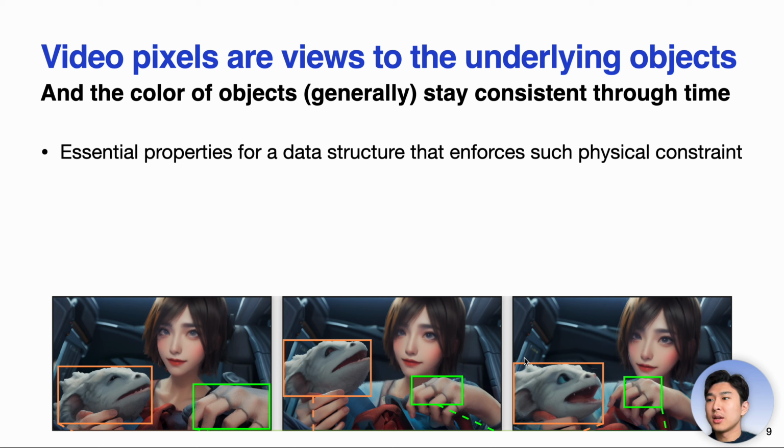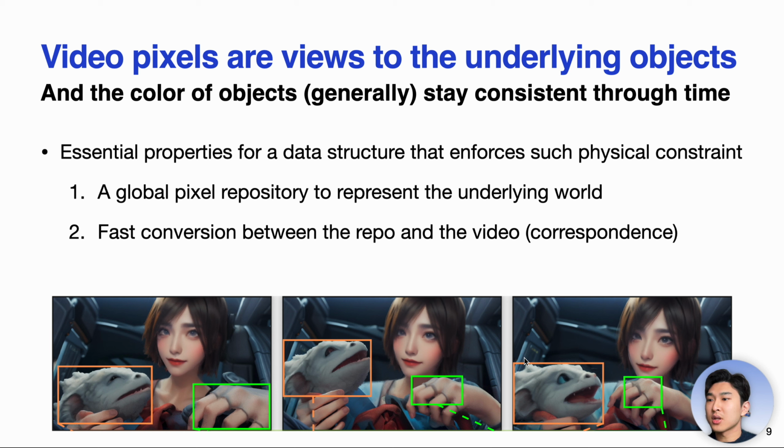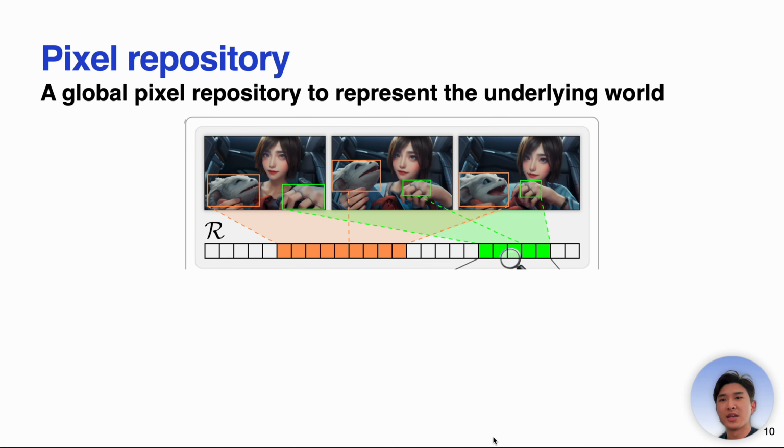So we expect three essential properties for a data structure that can enforce such physical constraints. The first is a global pixel repository that represents the entire underlying world. The second is a fast and efficient conversion between the repository and the original videos, which is actually finding the correspondence of pixels between both data structures. And the final one is a method to mediate between pixel values in the videos when the temporal coherence is bad. Let's talk about these three properties in detail.